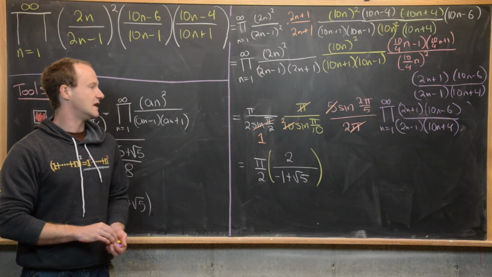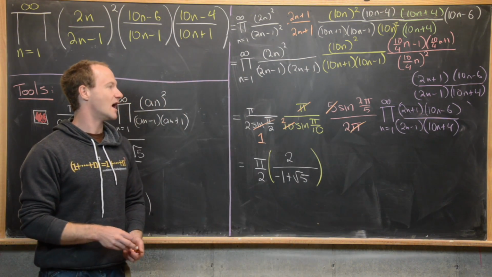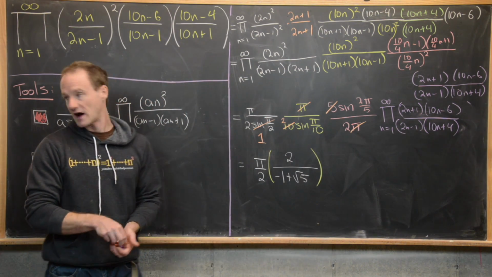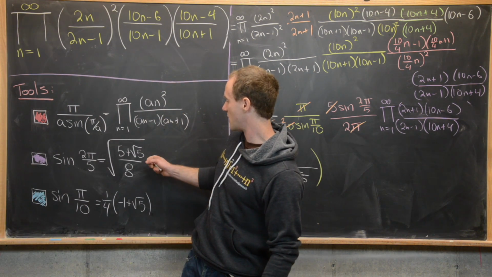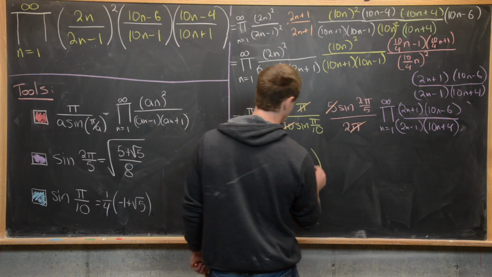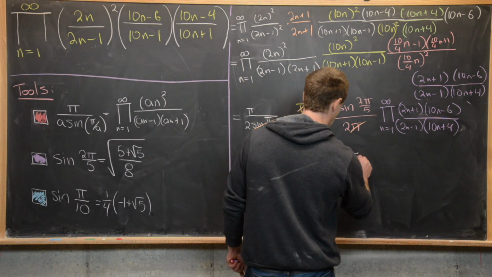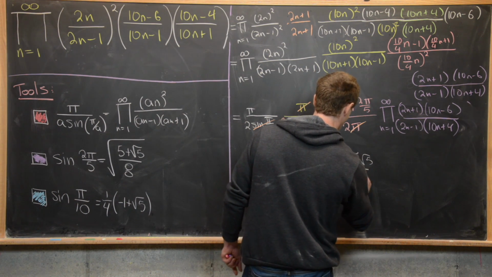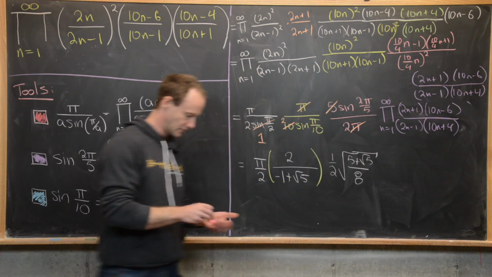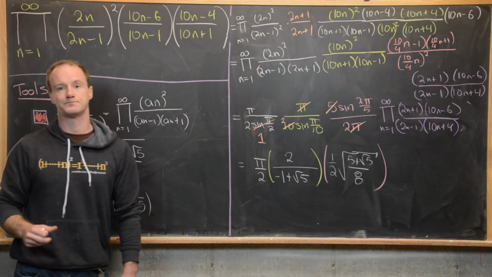Great. And then next, we've got a 2 in the denominator and then sine of 2 pi over 5. So notice that sine of 2 pi over 5 is this thing right here, but then we also have a 2 in the denominator, so that's going to be equal to 1/2, and then the square root of 5 plus the square root of 5 over 8. So just to reiterate, that's our pink part right here.